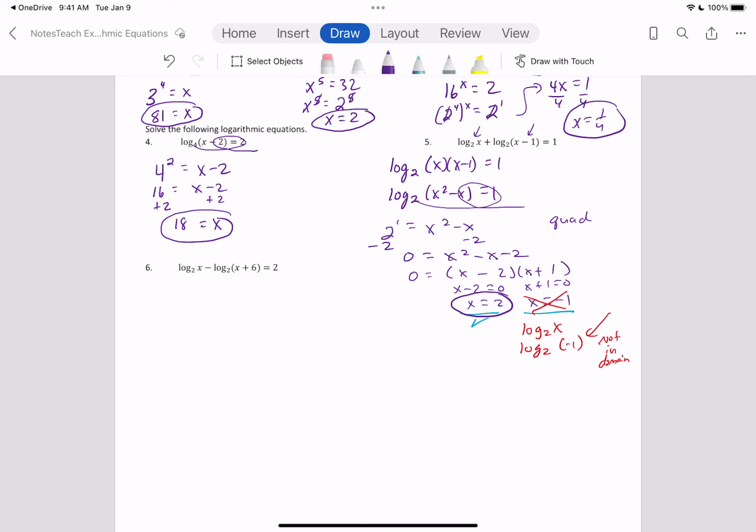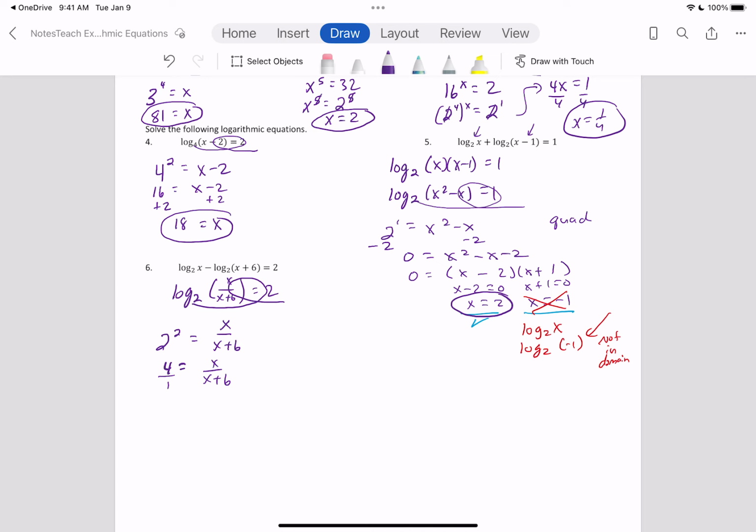So number 6, of course, is similar to 5. It's just we have a subtraction. So we're going to rewrite the left-hand side as a division. So it's going to be x over x plus 6 equals 2. And now that it's a single log, we can use the e. So I get 4 equals x over x plus 6.